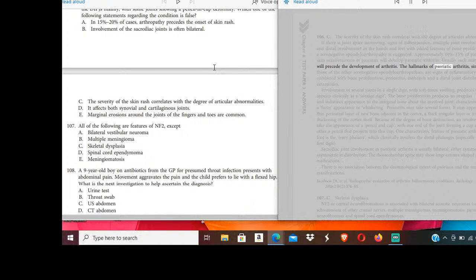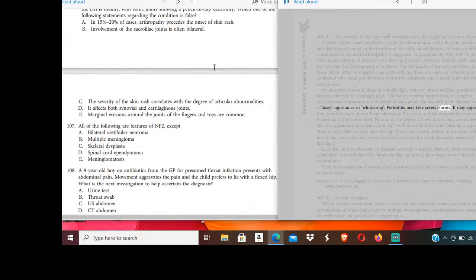The hallmarks of psoriatic arthritis, similar to those of the other seronegative spondyloarthropathies, are signs of inflammatory arthritis combined with bone proliferation, periosteitis, enthesitis, and a distal joint distribution in the extremities. Involvement of several joints in a single digit, with soft tissue swelling, produces what appears clinically as a sausage digit. The bone proliferation produces an irregular and indistinct appearance to the marginal bone about the involved joint, characterized as a fuzzy appearance or whiskering.